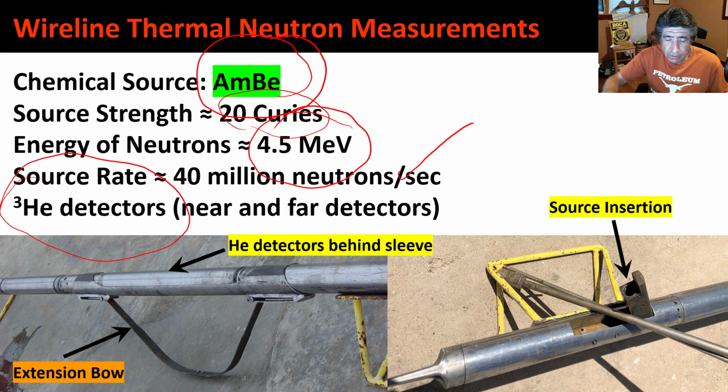So here's a tool. The tool uses a bow to press the tool against the borehole wall, as an extension bow. The sensors are behind this sleeve. And here's where the source is inserted. That's the americium beryllium. And this is the insertion device. That's how it looks, size-wise.